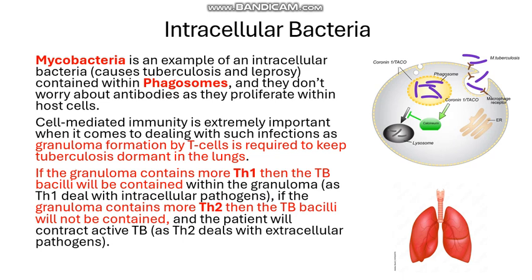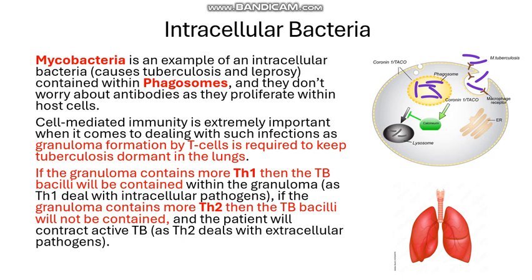If the granuloma contains more Th1, then the tuberculosis bacilli will be contained within the granuloma, which is just a structure with connective tissue. It can be calcified, surrounded with macrophages, monocytes, neutrophils, and a lot of these helper T cells. So if it's more Th1, then the TB is going to be contained within the granuloma, because the Th1 specifically deal with intracellular pathogens and produce cytokines that can deal with them.